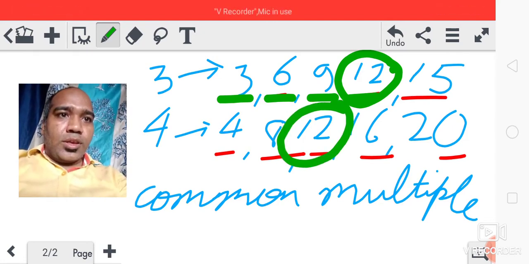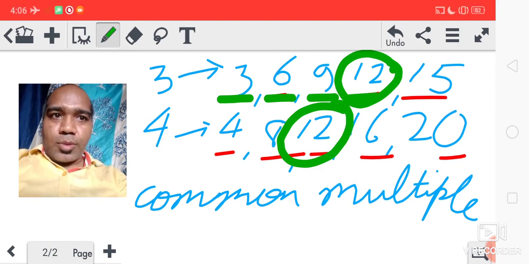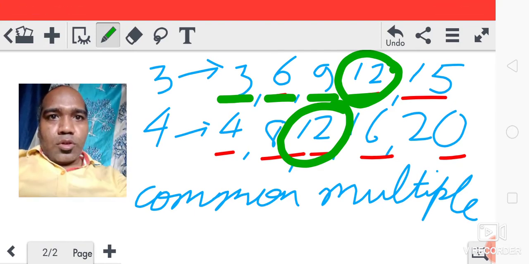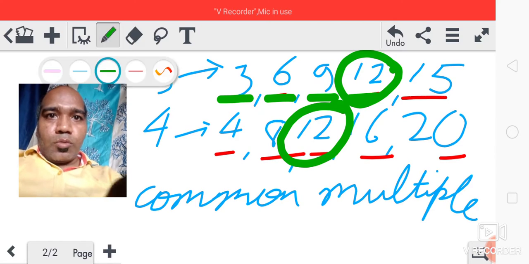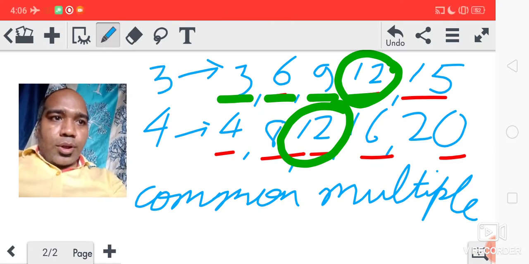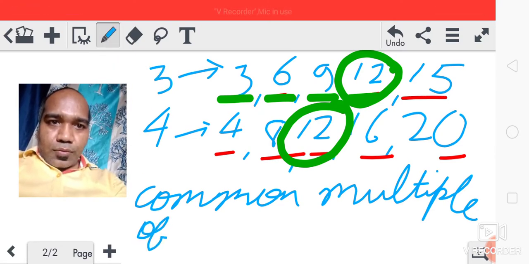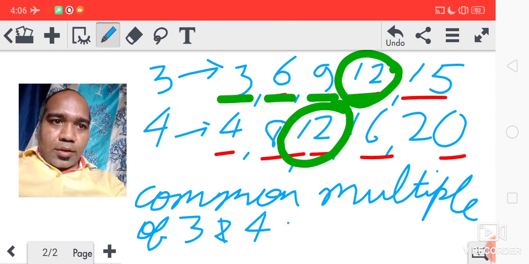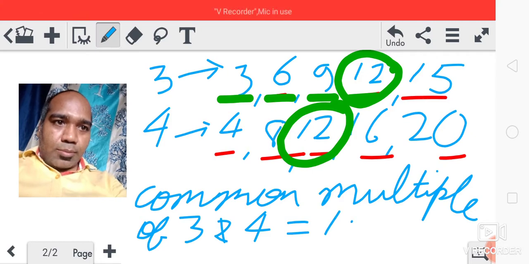Okay. So this 12 is common. Common means we are getting in both. So common multiple, what we'll write here? Common multiple of 3 and 4 is equal to 12.